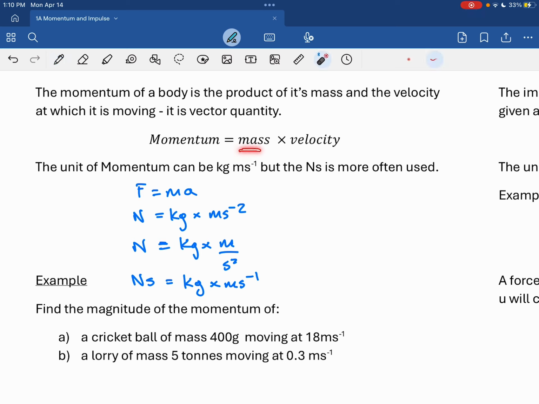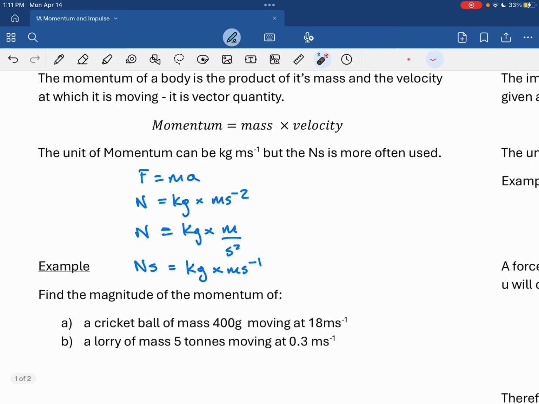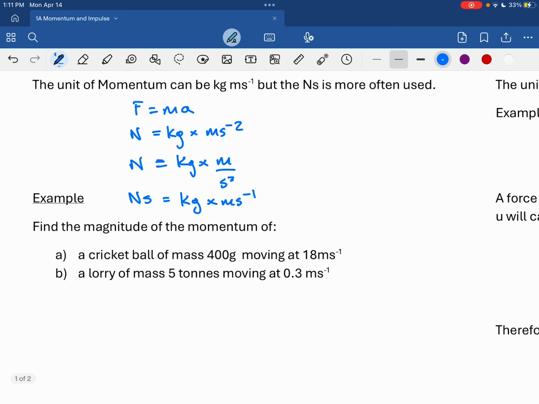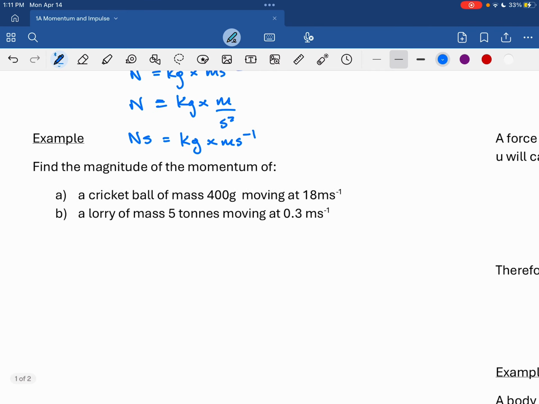And that's what we have here. We have kilograms multiplied by meters per second to give us momentum. And so momentum can be measured in Newton seconds. You'll see that people just have Newton seconds as the unit. So let's go through to our first example.